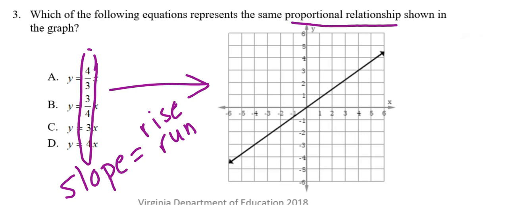For A, it's 4/3. For B, it's 3/4. For C, it's 3. And for D, it's 4. So we're going to figure out what the slope is of this line and then compare it to the equations.